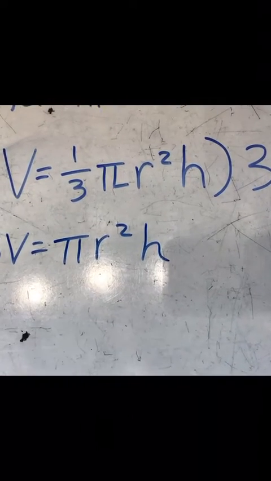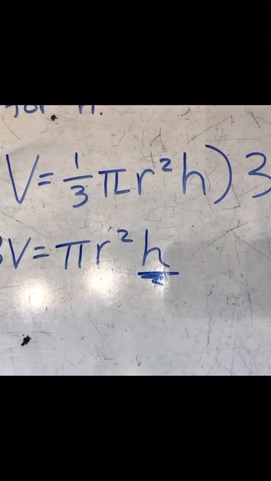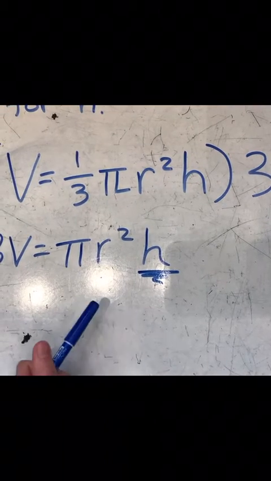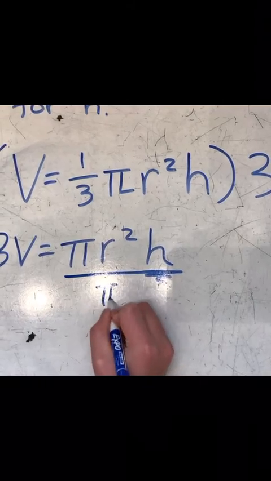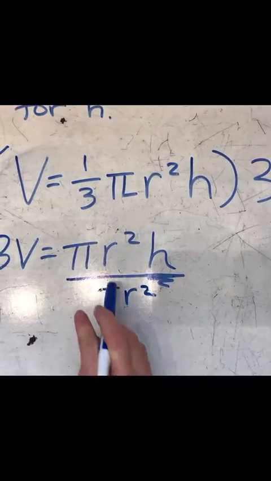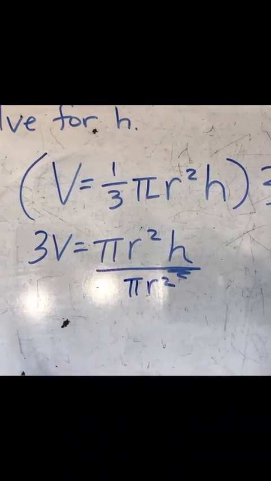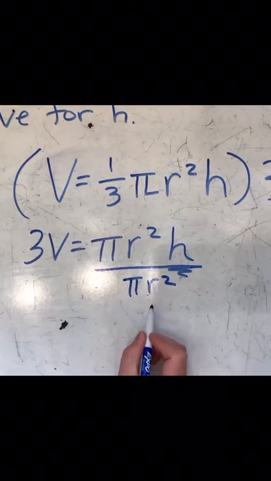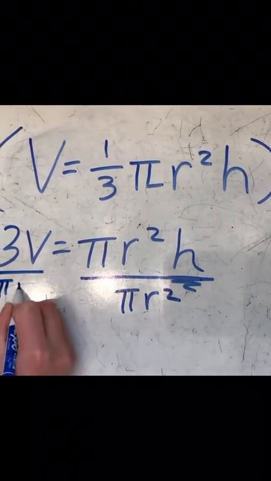And then our objective is to still solve for h, so we need to get h by itself. So we're going to divide this by pi r squared, because dividing this will cancel pi r squared out, leaving h by itself. So whatever we do to one side of the equation, we have to do to the other. So we're going to divide this by pi r squared as well.